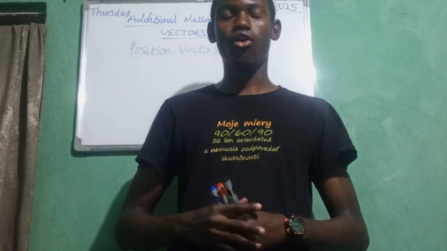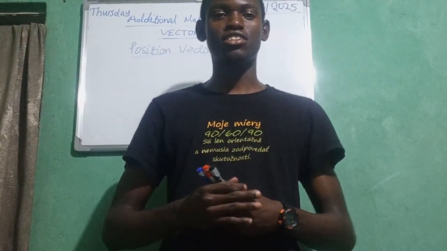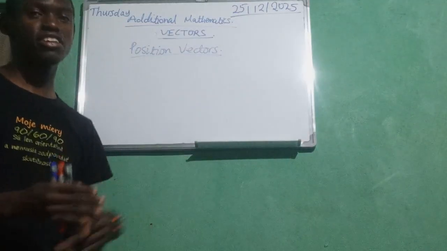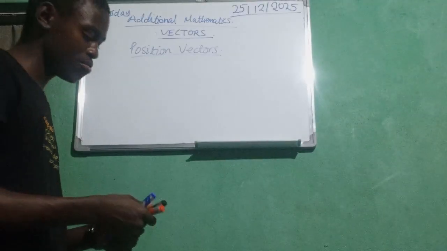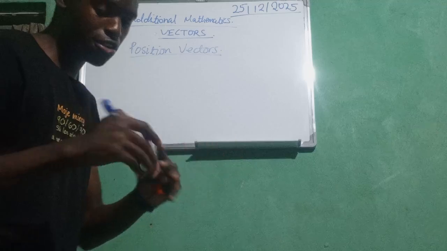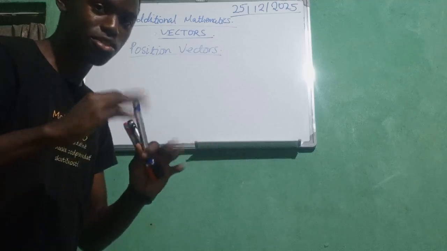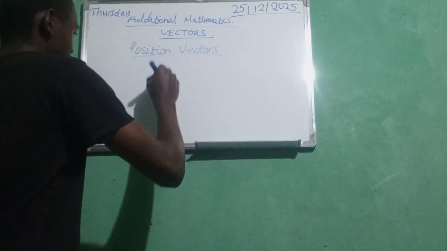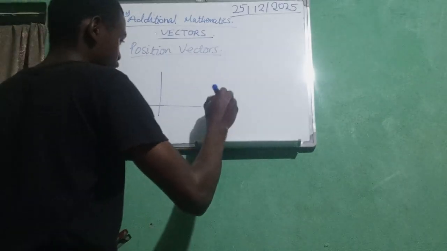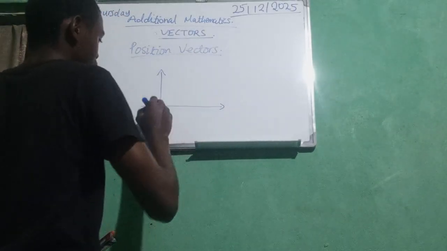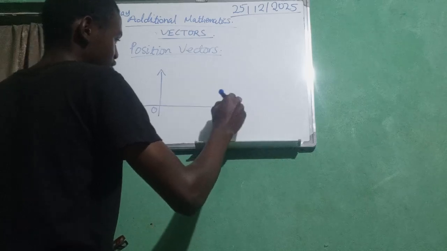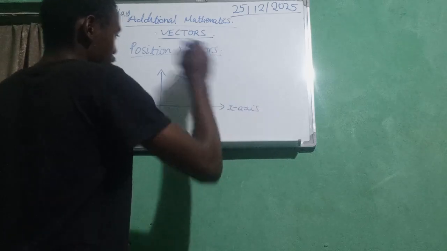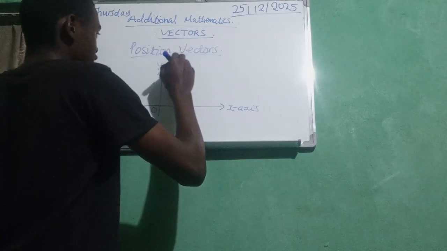Now, this is another component under additional mathematics vectors, which is position vectors. Let's get on with it. Alright, we should first of all start thinking about the x-y plane. We have our basic x-y plane like that. So the origin, of course, is there, the x-axis right there, the y-axis right there. So that's the x-y plane.